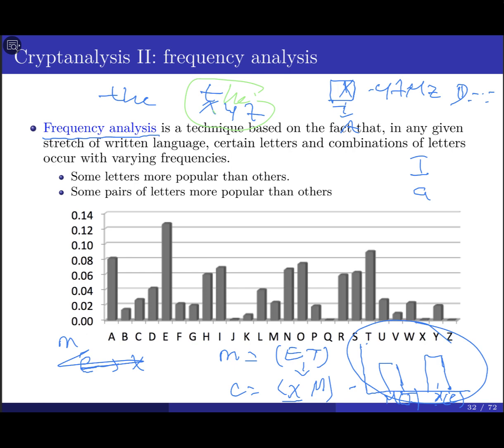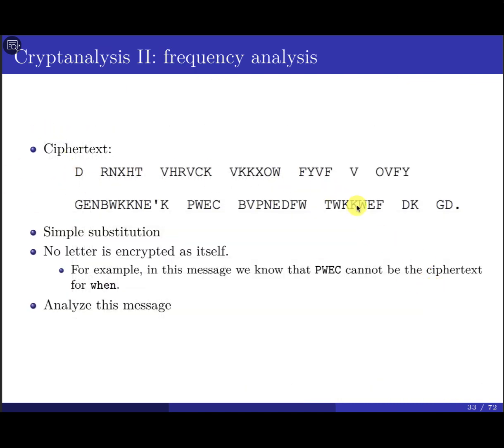Anyway, so how can we attack a message encrypted with the substitution cipher? We can use what are called cryptogram puzzles. You know, the cryptogram is a type of puzzle that contains a short piece of encrypted text.